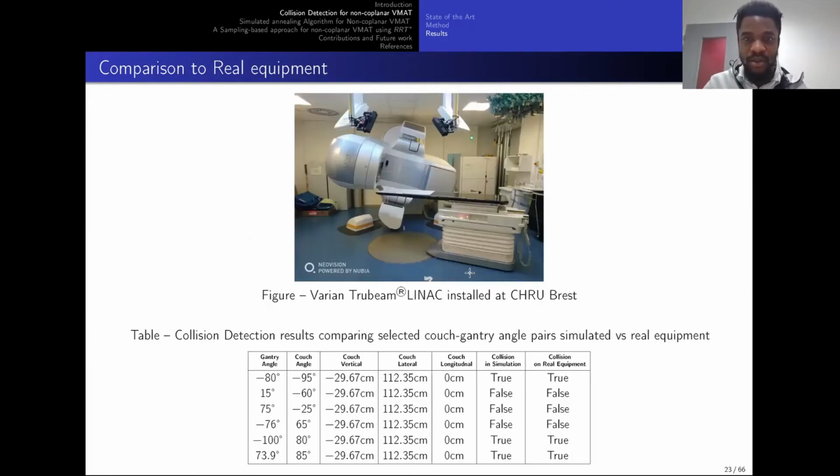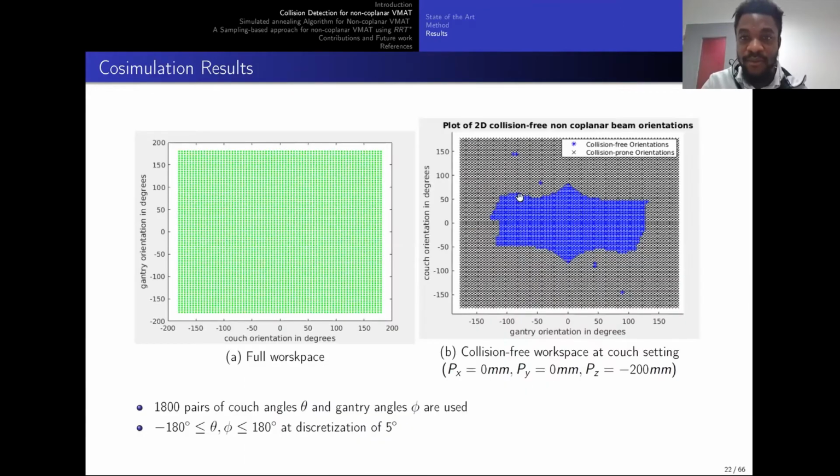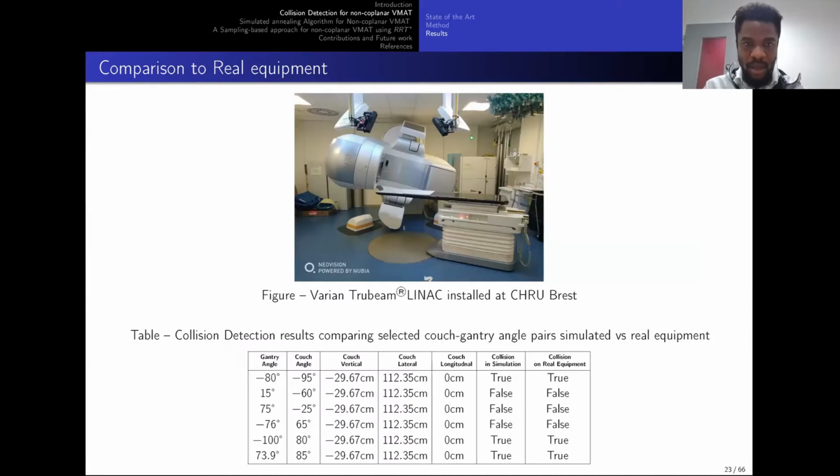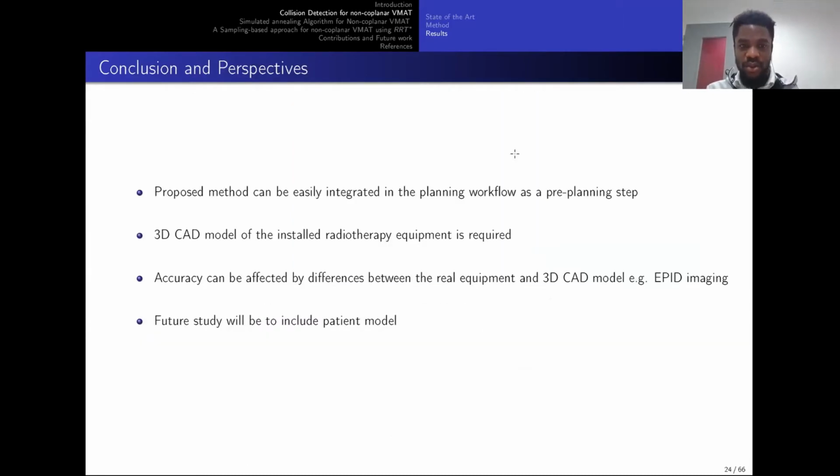For example, on this map, we see that there are some false results, because you see some areas that are completely surrounded by collision workspace, a collision-free orientation that is completely surrounded by collision-prone orientations, which shows some error in the signal in there. So for us, we want in the future to be able to include the patient model in a study like this so that it can be as realistic to the real operations as possible.